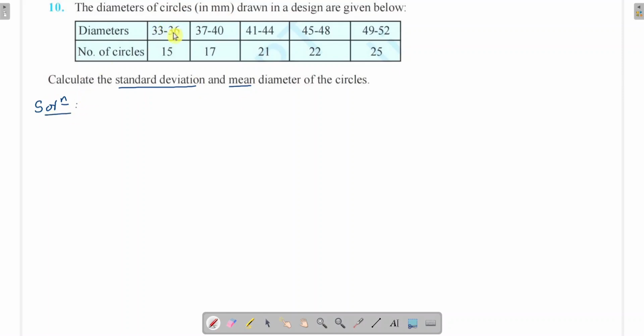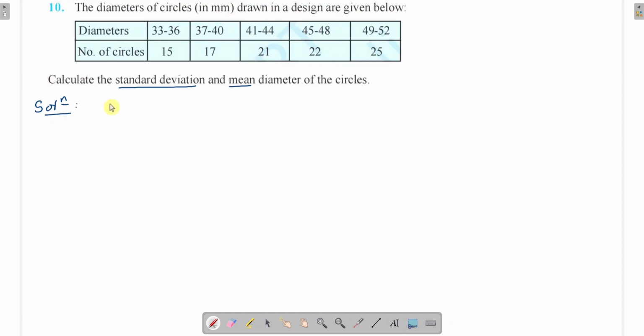Now diameter is 33 to 36 and this 15 means what? So there are 15 circles whose diameter are between 33 to 36. Okay, there are 17 circles which have diameters between 37 to 40. Alright, so now this data which is given is not a continuous frequency distribution, so we have to make the data as continuous frequency distribution.